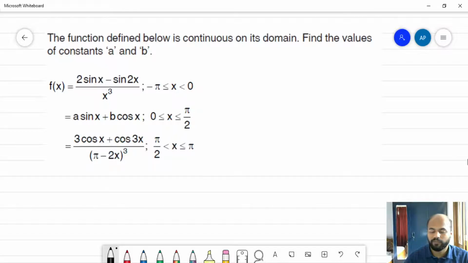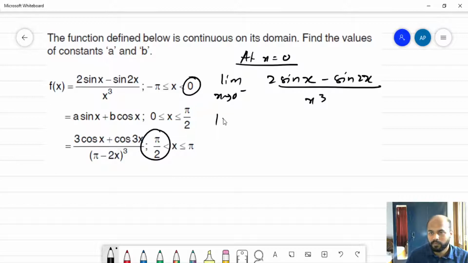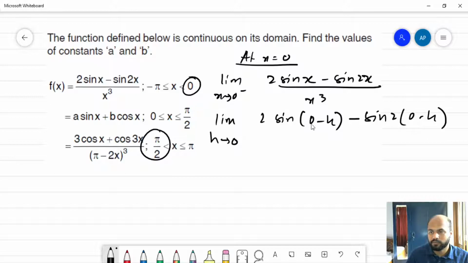Let's take up another problem from continuity. Again, the critical points are going to be 0 and at pi by 2. So first, at x equals to 0, we will apply the continuity. So limit x tending to 0 minus 2 sin x minus sin 2x divided by x cube. Now I'm going to apply limit h tending to 0, and here we will apply 0 minus h minus sine of 2 times 0 minus h divided by 0 minus h the whole cube.